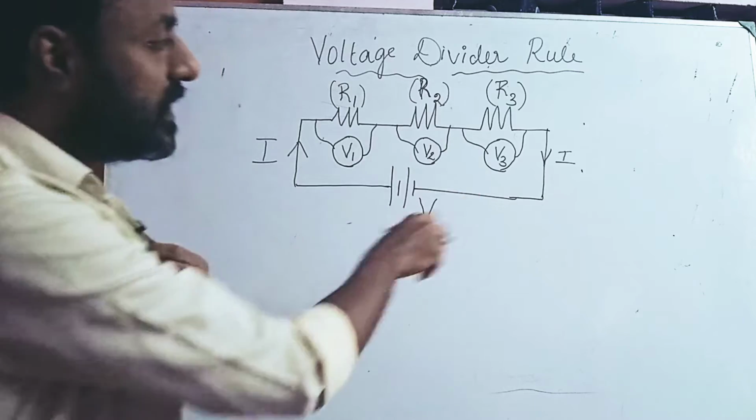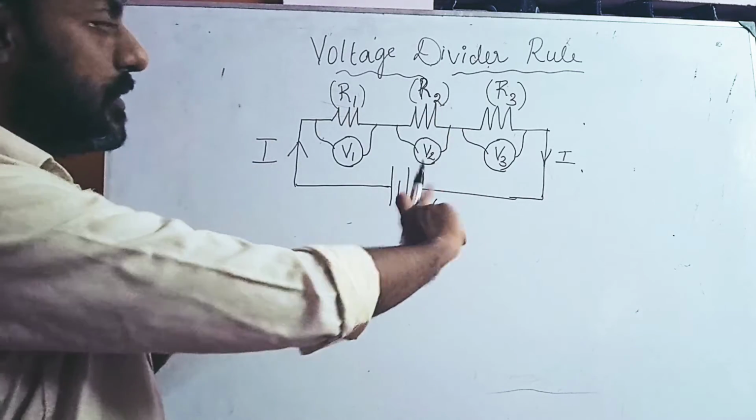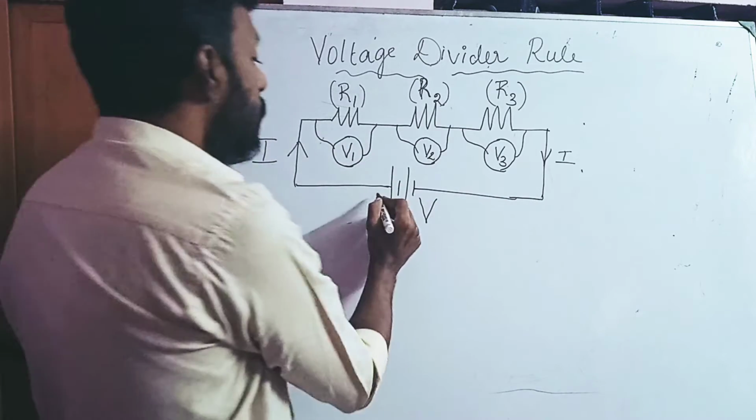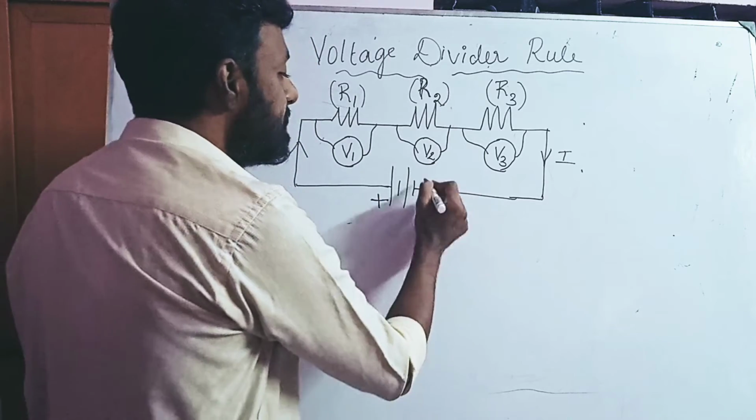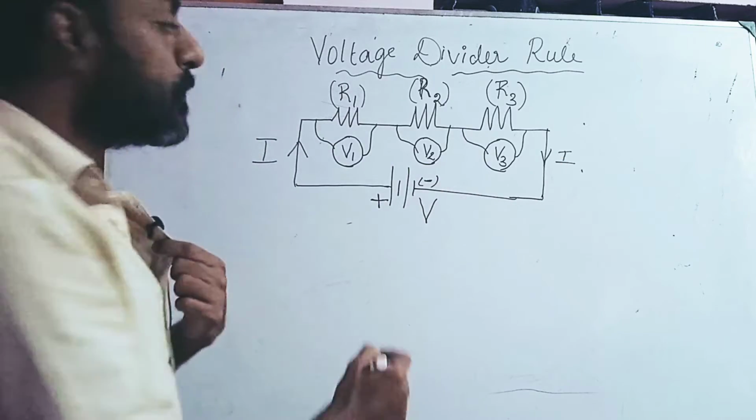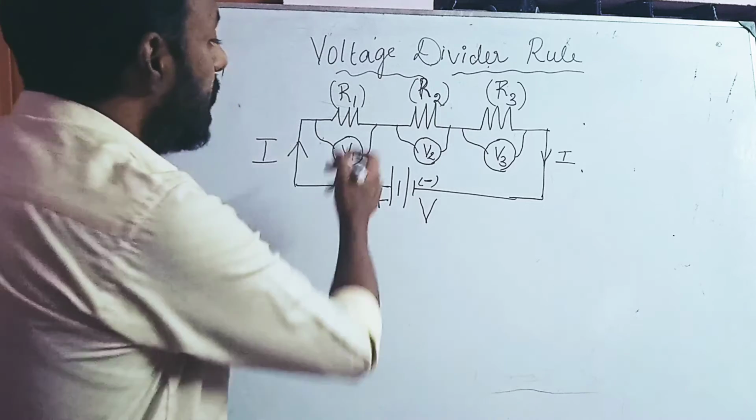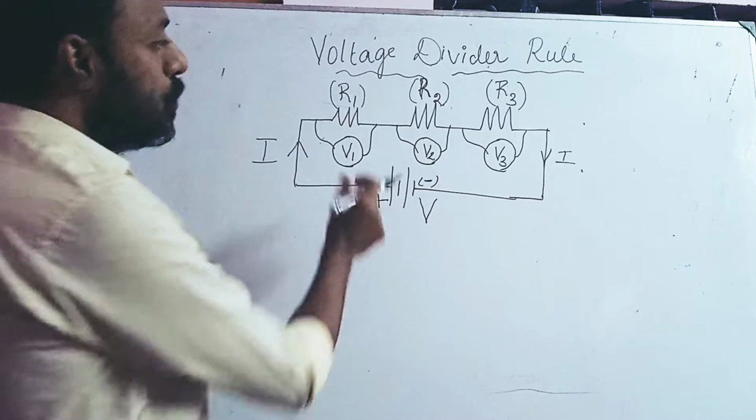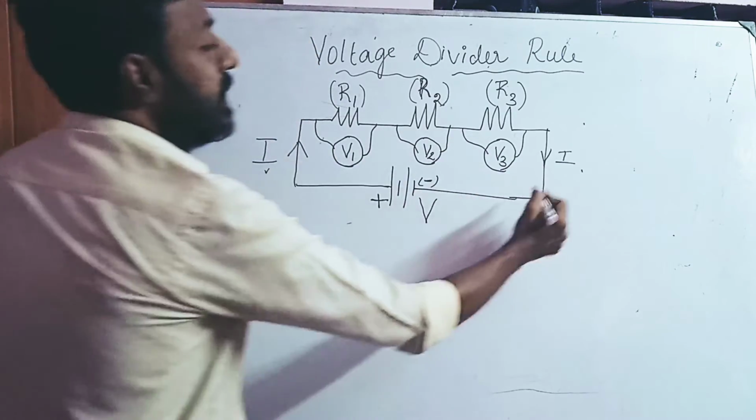So this circuit is a series connection. As I told, in a series connection, the current will be the same. The magnitude of the current will be the same as it starts from the positive terminal of the battery and ends in the negative terminal of the battery. From plus to minus, as the current keeps moving, its magnitude will not change. It remains constant. But as far as voltage is concerned, you have three different values for voltage, while the value of current is the same.